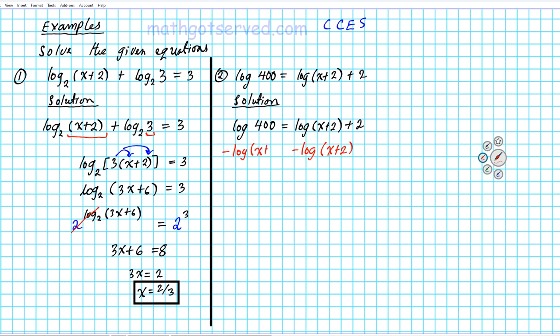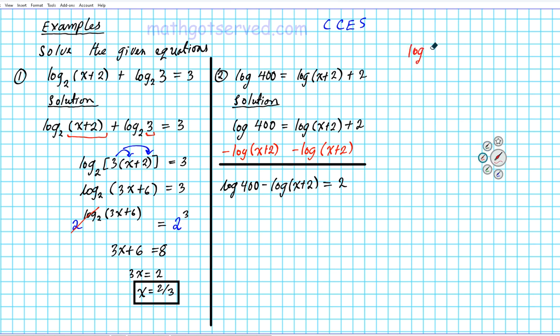This is the collect step. So when we execute that move, we are going to have log of 400 minus log of x plus 2 equals 2. Okay, now we're done with the collection move, because the logs are already collected to one side. We're now going to condense. So we have a difference here. So we're going to be using the quotient property.